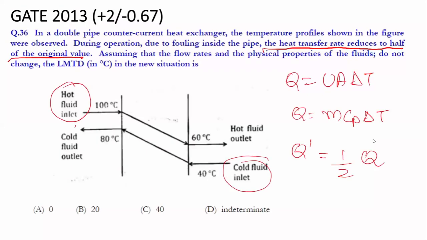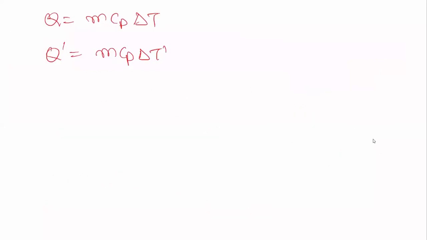Now using these expressions for calculating the heat duty, which is Q is equal to M Cp delta T, and Q prime is equal to M Cp delta T dash, and this relation over here, Q prime is equal to half of Q. So I can then write del T dash, okay.